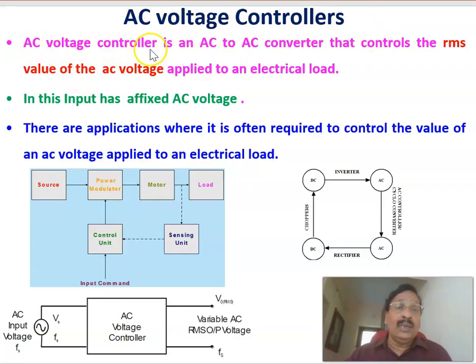An AC voltage controller is an AC to AC converter that controls the RMS value of the AC voltage applied to an electrical load. That is, the input voltage is a fixed AC voltage, and this AC voltage controller produces a variable RMS value of the AC output voltage. Therefore, the input voltage is a fixed AC voltage and the output voltage is a variable RMS voltage.